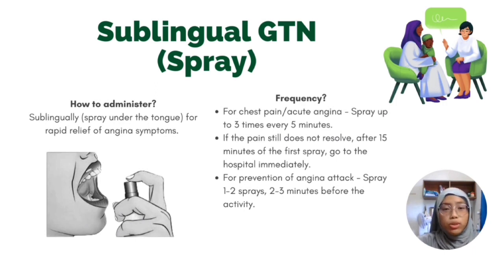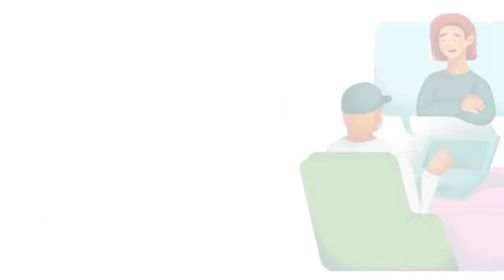Then, how about the frequency? For relief of chest pain or acute angina, the GTN spray can be used every 5 minutes, up to 3 sprays. However, if the pain is still not relieved after 15 minutes of the first spray, patients are advised to seek medical attention immediately. As for prevention of angina attacks, patients can spray 1 or 2 sprays under their tongue 2 to 3 minutes before the activity that is likely to cause the angina.